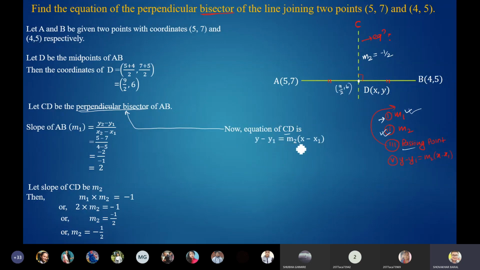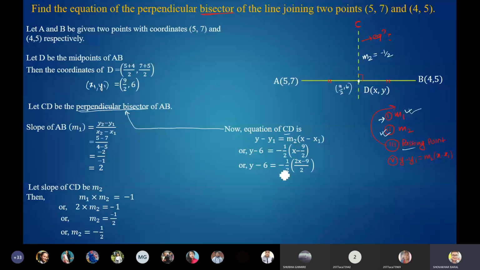y minus y1 equals m2 times (x minus x1). See here, we have already stated this. Let me suppose this point is (x1, y1), equal to (9/2, 6), because in the point-slope form we have the formula y minus y1 equals m2 times (x minus x1). The passing point is what we suppose as (x1, y1). So it will be y minus 6 equals minus 1 by 2, we have got the slope here, times (x minus 9/2). Your x1 is 9/2, so replace it.